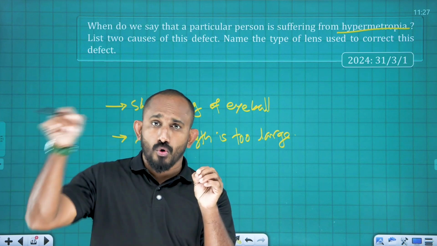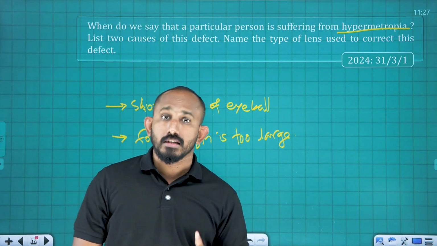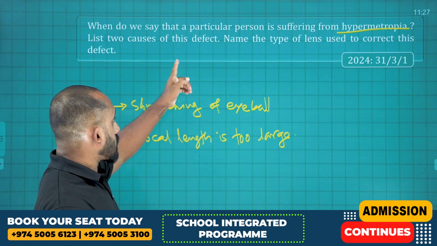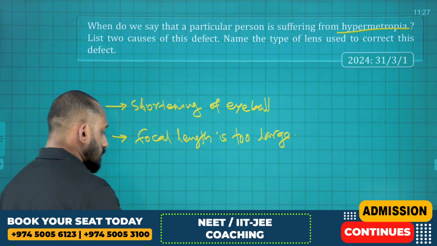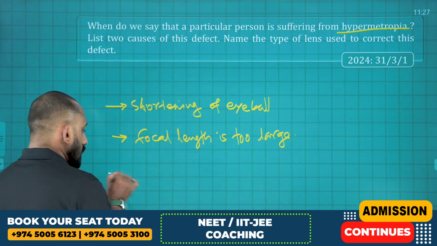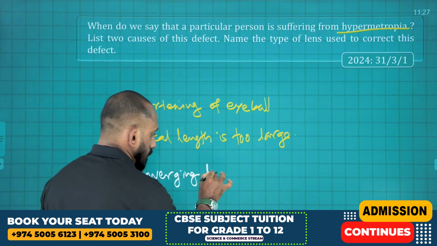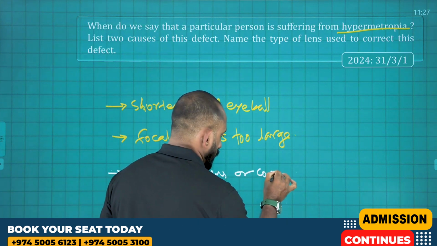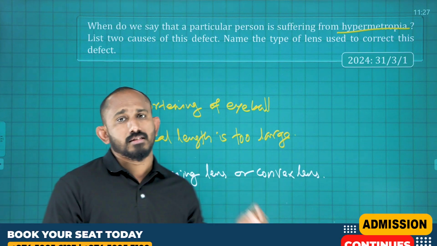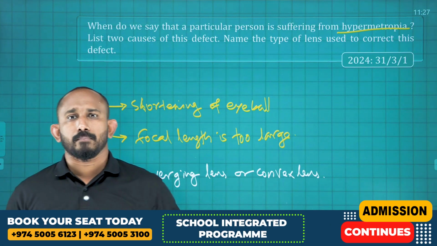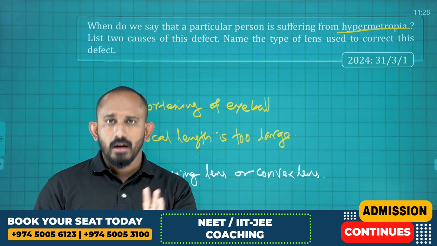Now to bring that image onto the retina, rays have to be converged. Hence a converging lens we have to use. Which lens? Convex lens. So next option, name the type of lens used to correct this defect. That name is converging lens or convex lens. The converging lens or convex lens is used to correct hypermetropia. Hope you got it? Myopia, concave lens. Hypermetropia, convex lens.